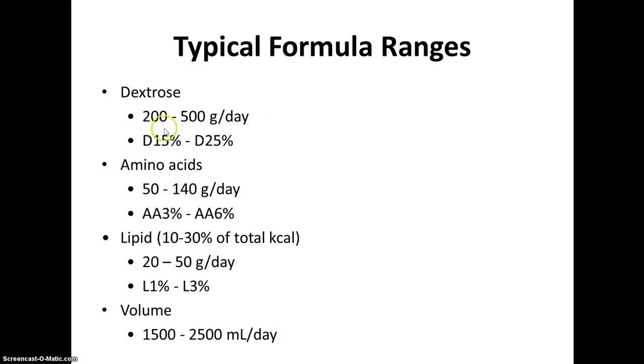So here you can see for the dextrose, the range in grams, the final concentrations. Same thing for amino acids and lipids. In this case, the 10 to 30% is the final percentage of total calories you should be providing as lipid to the patient. It ends up being about 20 to 50 grams a day. And in a 3-in-1 or TNA type of TPN, where the dextrose, amino acids, and lipids are all in the same bag, your final concentration of lipids should be between 1 to 3%. And again, that should equate to 20 to 50 grams a day.